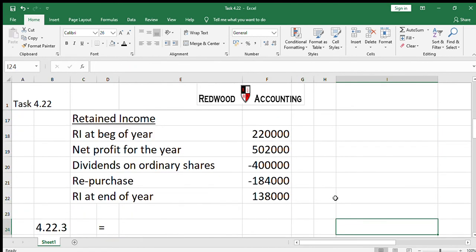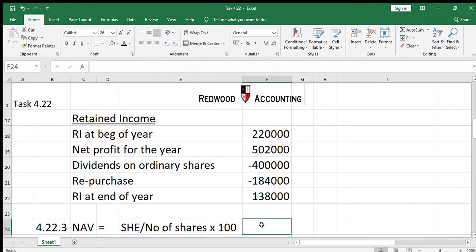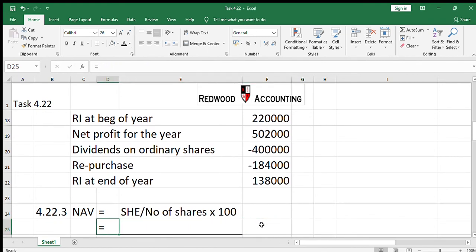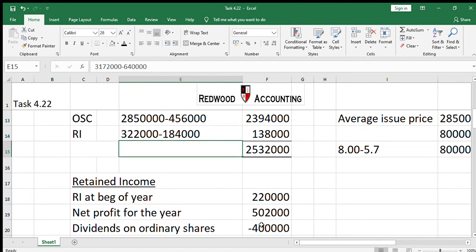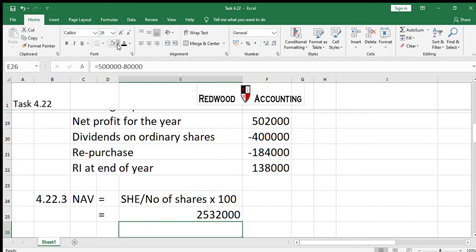In 4.22.3, calculate the net asset value after the repurchase of the shares. So again, we're going to write out the formula for the net asset value, which, as you should know by now, is shareholders' equity divided by the number of shares multiplied by 100. Now we've calculated the new shareholders' equity figure. It is here, 2,532,000. So we're going to use that figure, 2,532,000.